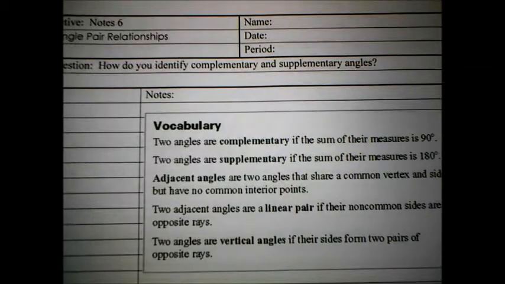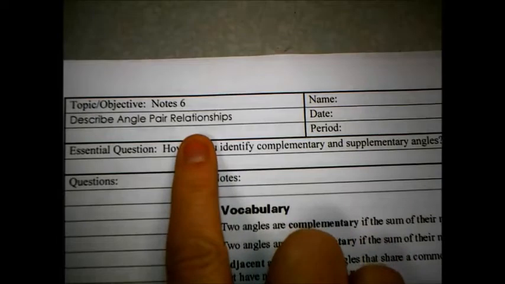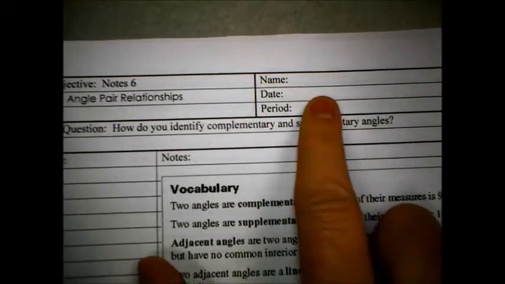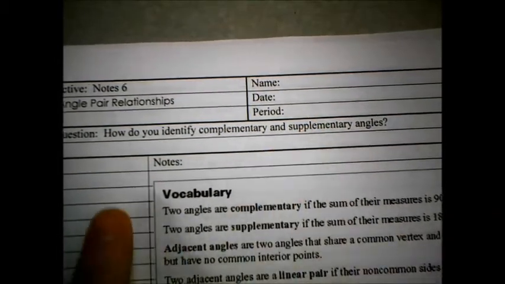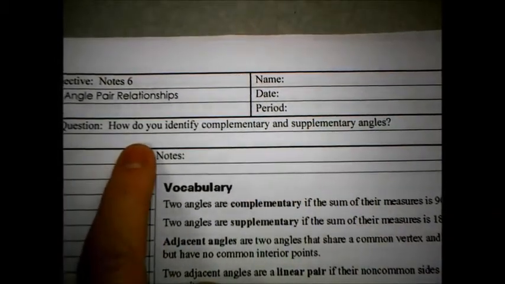Here is note 6 describing angle pair relationships. Make sure you put your name, your date, and your period. The essential question is, how do you identify complementary and supplementary angles?